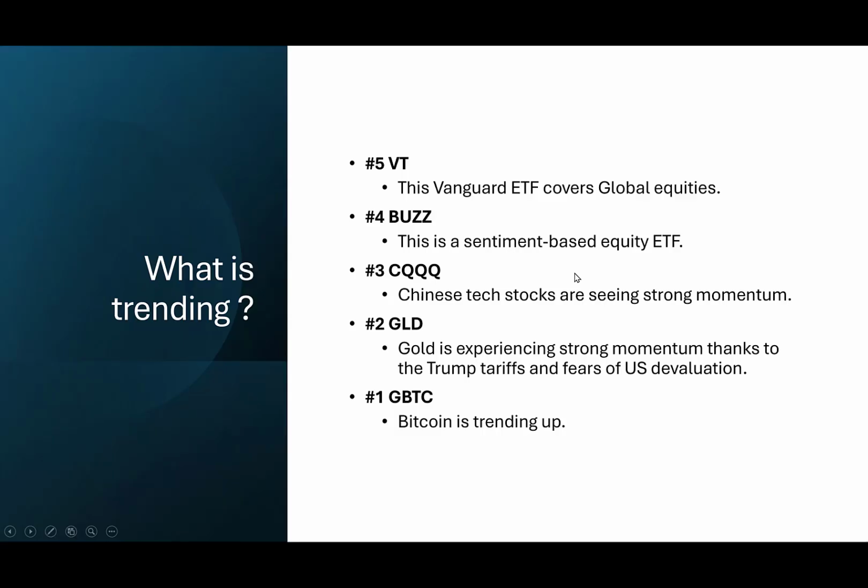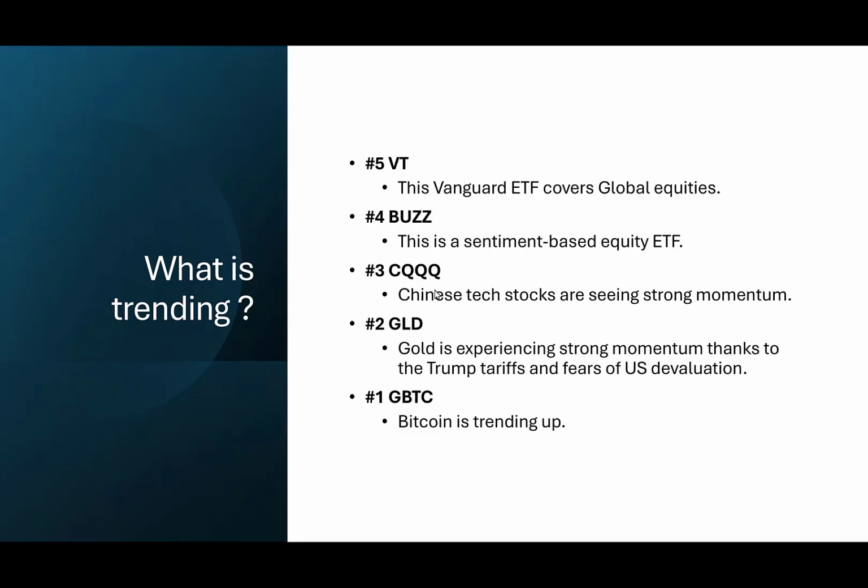Okay, so at position number 5, we find that equities have come back into style, and this is the Vanguard ETF that covers global equities. At 4th position, you will find a sentiment-based equity ETF called BUZZ. So that's number 4 on our list. An important development is that Chinese tech stocks have been seeing very strong momentum in these last few weeks. So you find CQQQ to also be part of that mix.